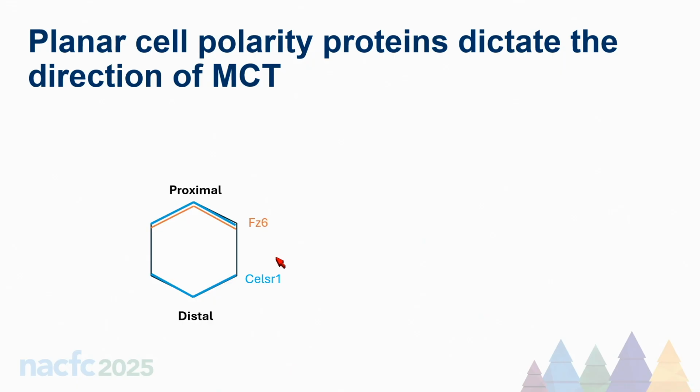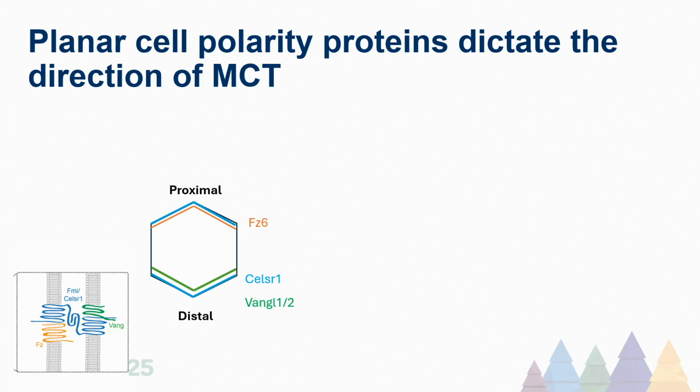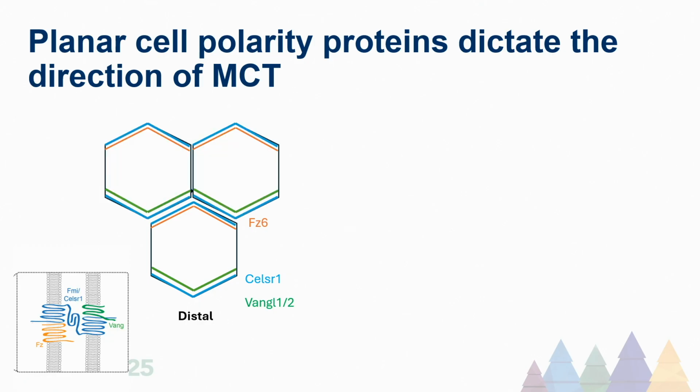Then you have other proteins like Frizzled 6 and Vangl1 that are on the anterior and posterior membrane respectively, and that sets up your vectorial orientation, what's front and what's back. And this is just within one cell, but these proteins interact intercellularly across cells to help the entire sheet orient the direction, what's front and what's back. And that's why the hairs on your skin are pointed in one direction, and that's why the cilia in your airways are pointed in that direction.